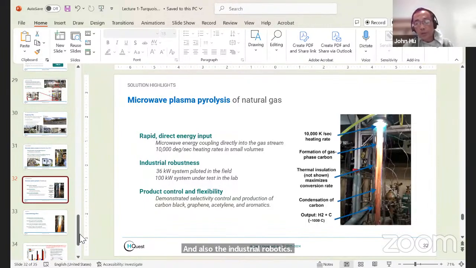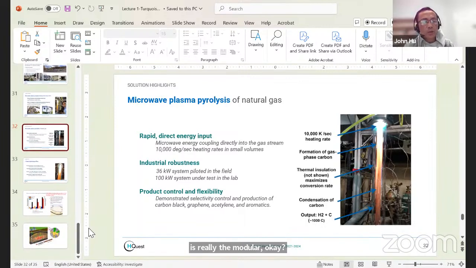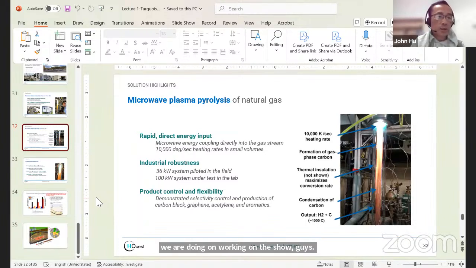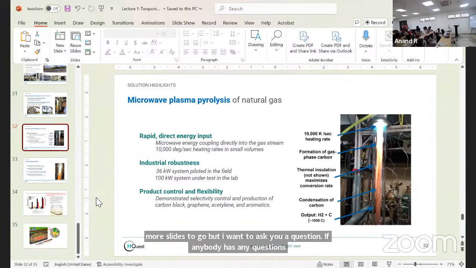Okay. So before we end today, I'm going to show you. You may be wondering where we are. We already demonstrated in the shale gas field. I'm going to show you another technique we are working on for shale gas. There are 2 more slides to go, but I want to ask a question. Does anybody have any questions? No question? Okay. All right.